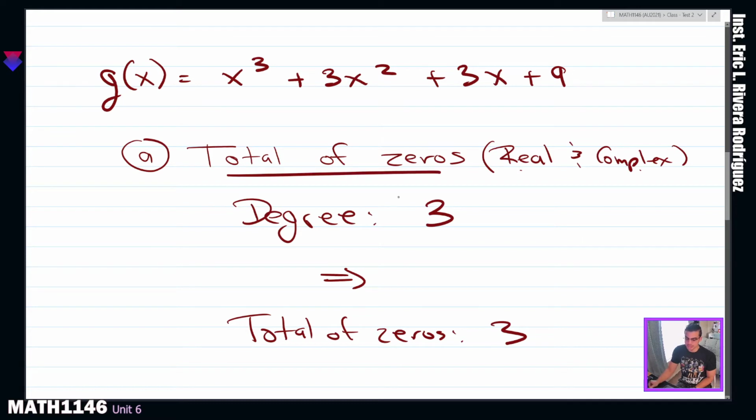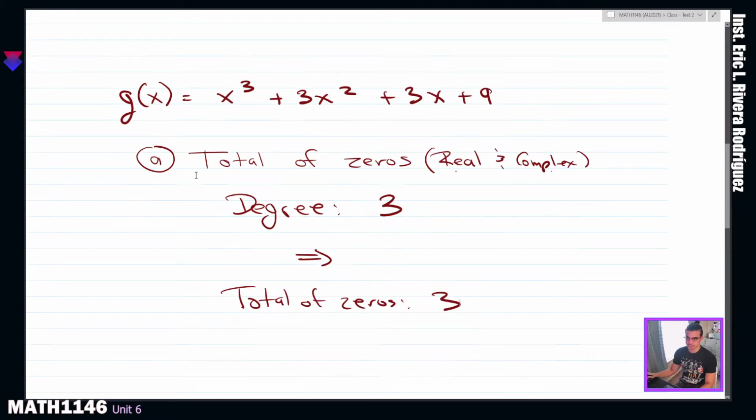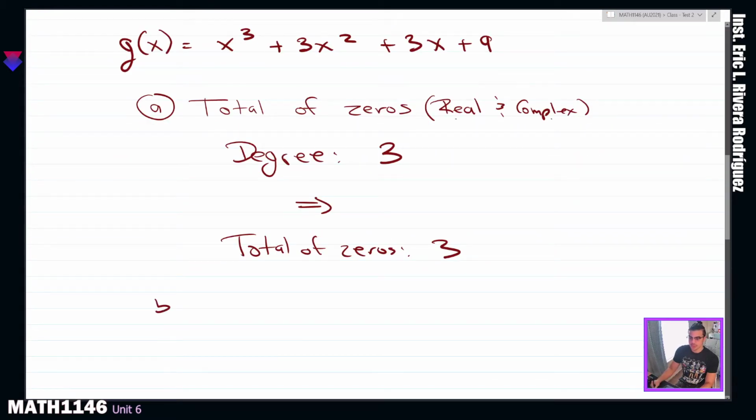This first step is important because it will guide you through your objective. If the exercise is to find all the zeros, you know how many zeros you need to find because of the degree. You need to find 3 zeros. B.